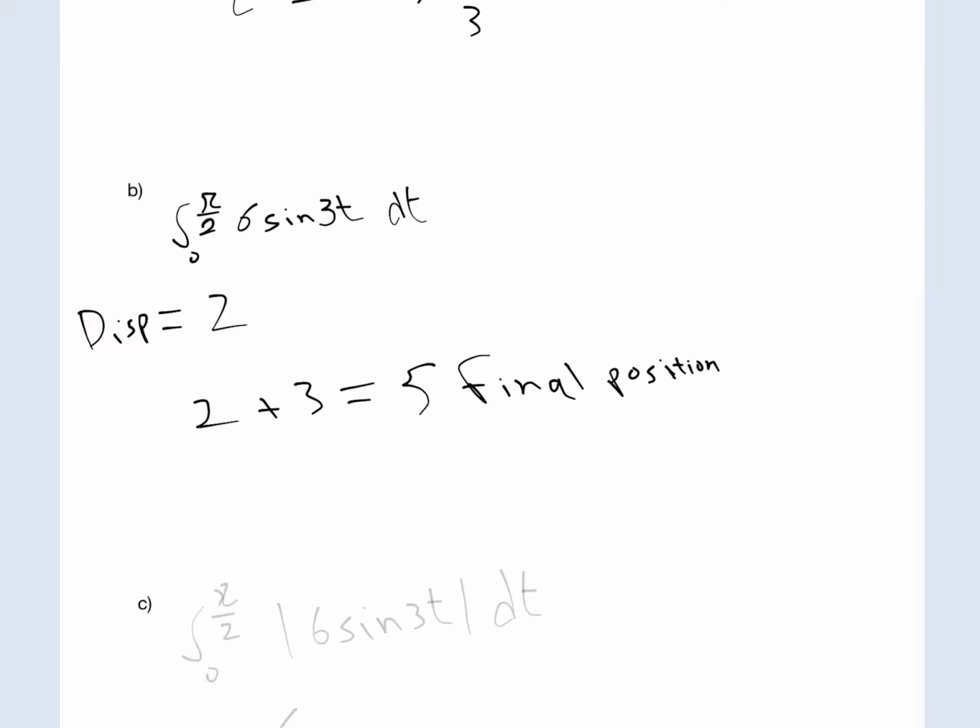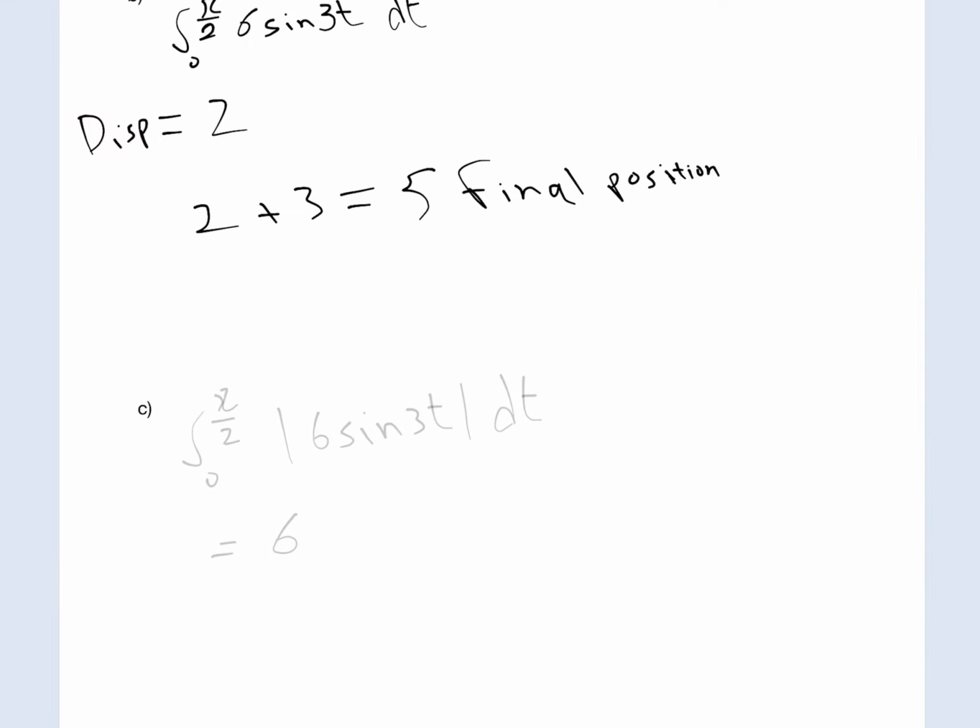The last thing I will find is the particle's total distance traveled. To find the total distance traveled, we only have to take the absolute value. So it will be the integral from 0 to pi over 2 of the absolute value of 6 sine 3t, and it will be equal to 6 using the calculator. And this is the end of my term 2 math project. Thank you for listening.